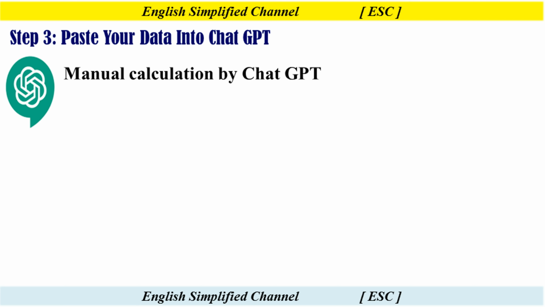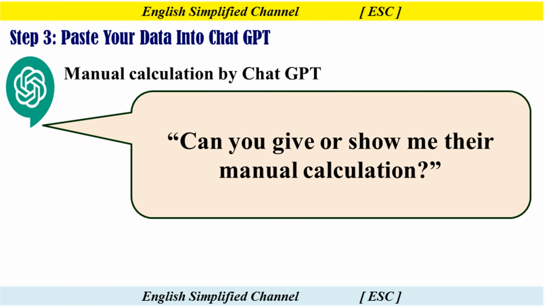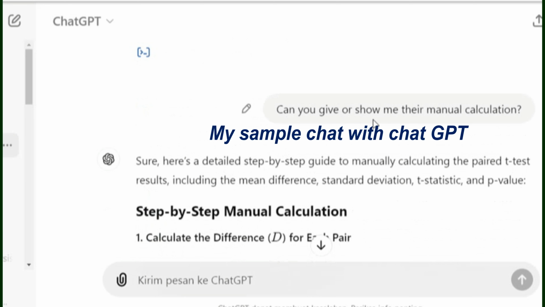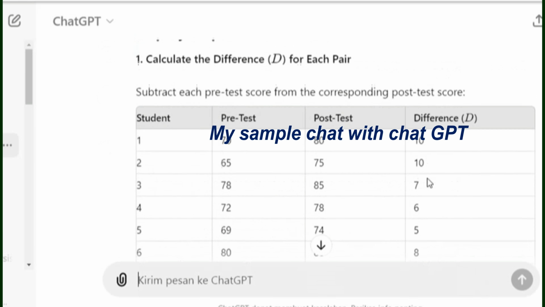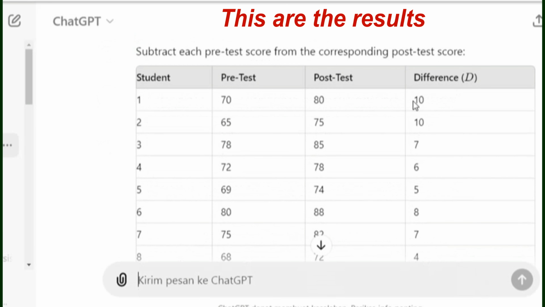If you want the manual calculation, you can also ask ChatGPT to do it. For example, you can type and enter this into ChatGPT. "Can you give or show me their manual calculation?" And ChatGPT provides the manual calculation of the data.